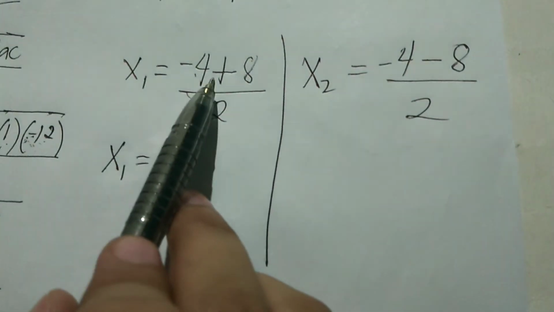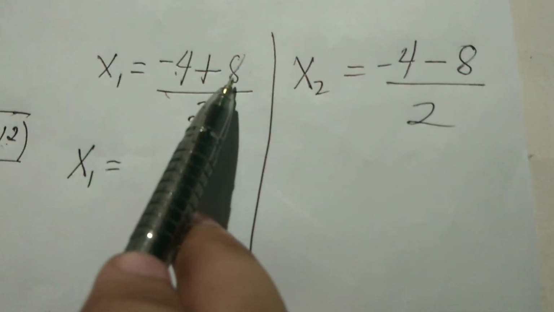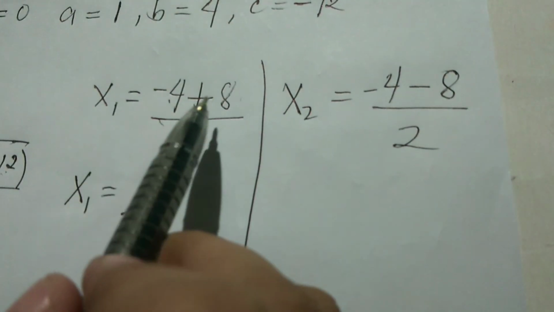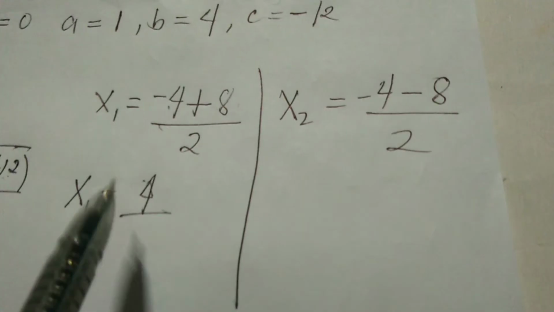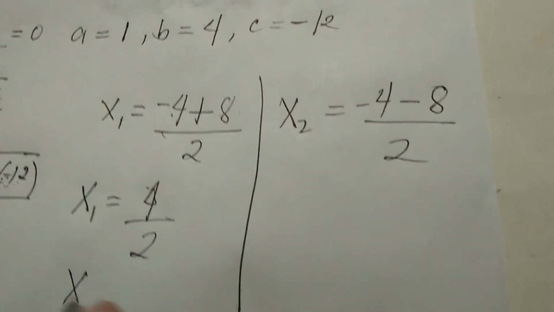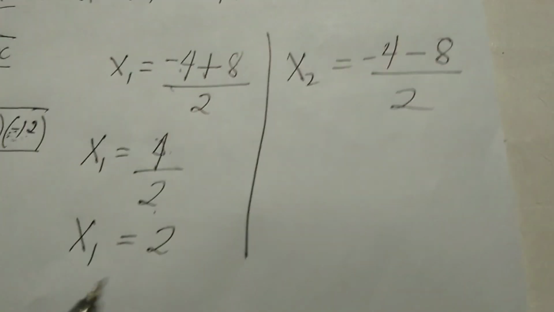Then, solve. X sub 1 is equal to negative 4 plus 8. Magkaiba sila ng sign again. Magsasubtract. 8 minus 4 is 4, and then follow nyo yung sign ng mas malaking number, which is 8, positive, kaya positive 4, divided by 2. And then we have x sub 1 is equal to 4 divided by 2 is 2.